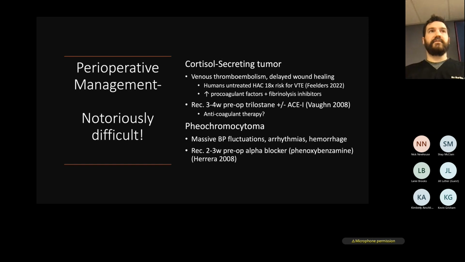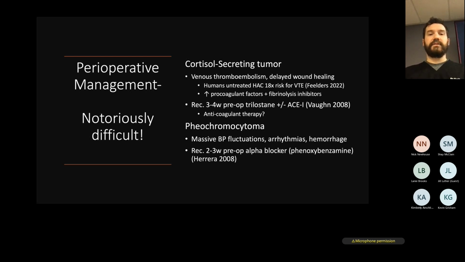In terms of perioperative management, these patients are notoriously difficult. So with a cortisol secreting tumor, one of the main historic problems is venous thromboembolism. I'd always heard this. I never understood the pathophys behind it, but essentially we think that excess cortisol increases the amount of procoagulant factors in the blood, and it also increases the fibrinolytic inhibitors. So we are recommending that we're pre-treating these patients with 3 to 4 weeks of trilostane to try to decrease the amount of excess cortisol.